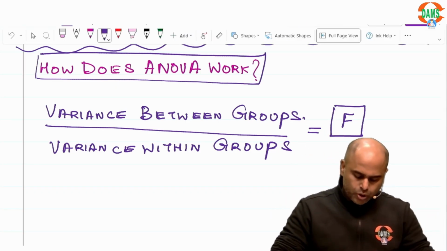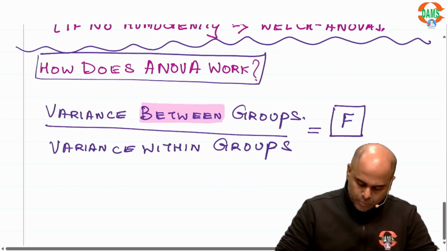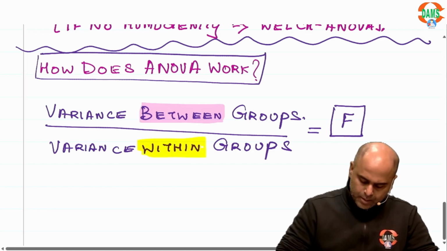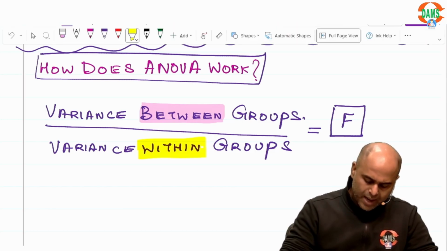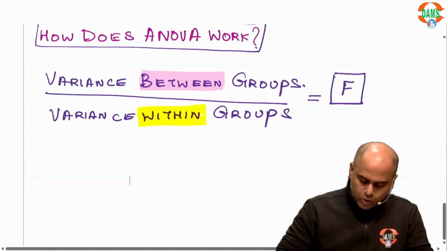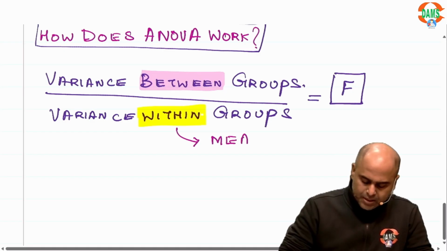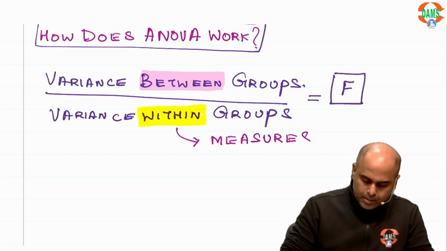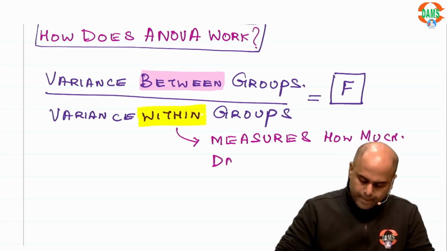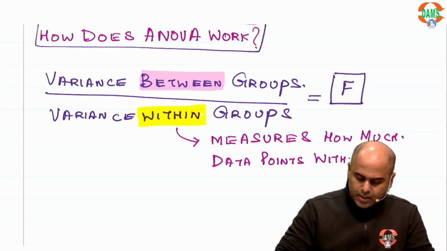So I introduced two words to you. One was between the groups, one was within the group. Let us see what I exactly mean with these two. Now when we talk about within the group, this basically measures how much data points within each group fluctuate.